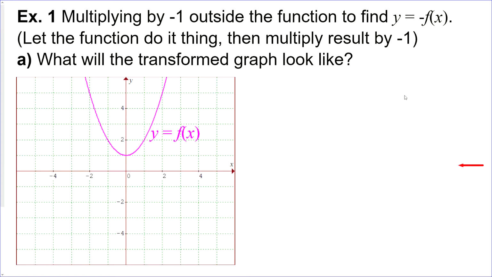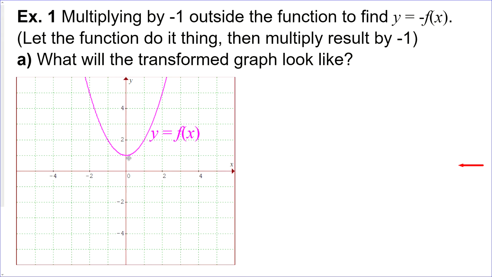The first thing we'll do is multiply by -1 outside the function. So it looks like this. Y is equal to negative f of x. Now, if this is y is equal to f of x, then we let f of x do its thing, and then multiply the result by -1, and then get our y value. So we're going to get the same inputs here, and the same thing happening. It's just that every one of these points will be multiplied by -1.